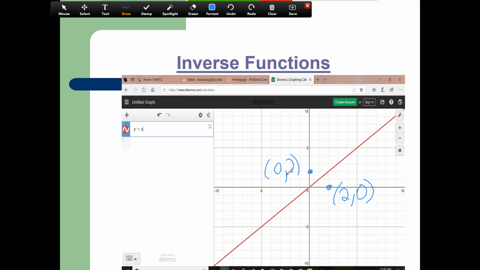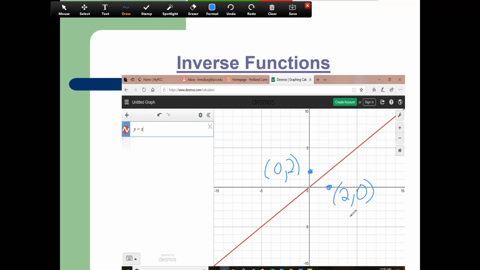Now think about it for a minute. Our original point was 0, 2. Our reflection across this line y equals x is the point 2, 0. Notice that what happened is our x's and our y's switched. That's going to be very important when we're looking at equations in a little bit. The x's and y's between a function and its inverse will reverse orders. So if you have the point 0, 2 on the original function, the inverse's corresponding point would be 2, 0.